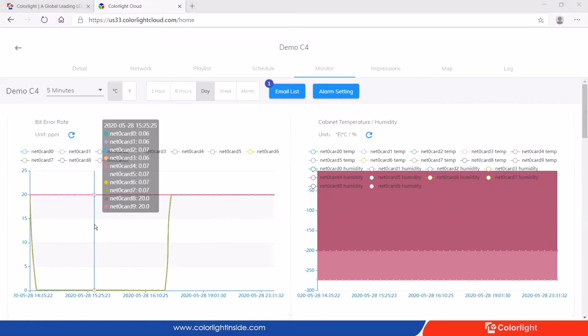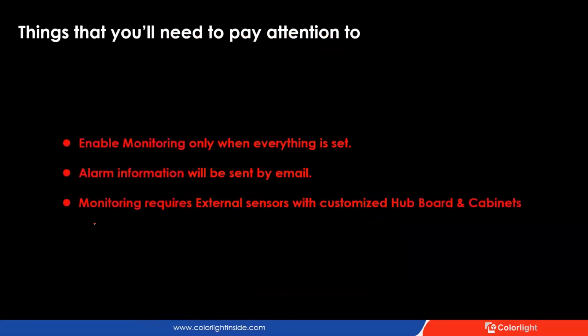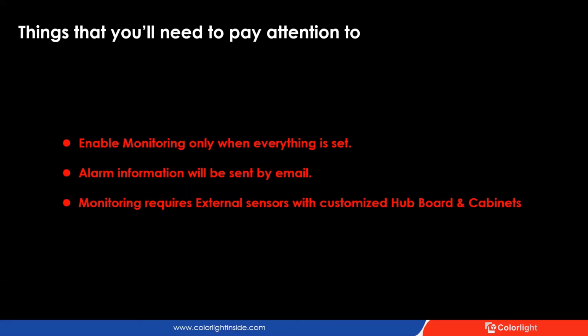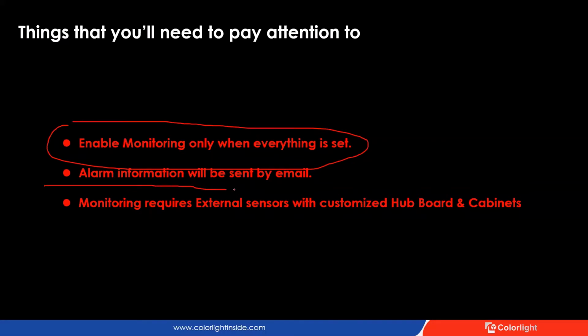Now we will go back to the PowerPoint again. Here I also made a summary of what you need to pay attention to when you are using the monitoring features on cloud. The same thing applies: enable monitoring only when everything is set, and the alarm information will be sent by email too. The monitoring requires external sensors with customized hardboard and cabinets. So the same word as before, make sure that you really need it and make sure that you tell us in advance clearly.